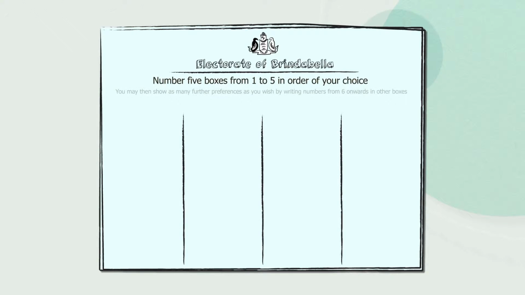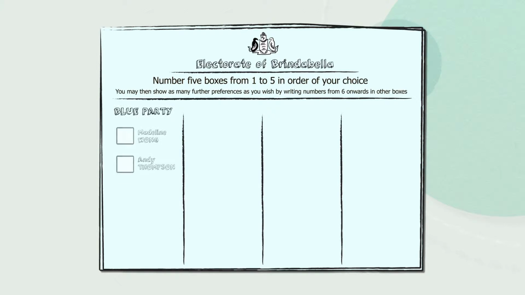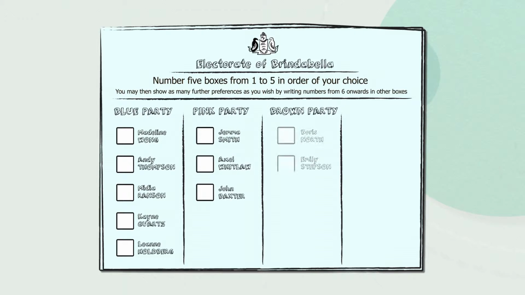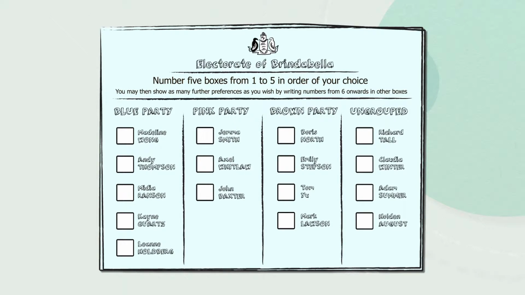The candidates' names are listed on the ballot paper in columns. Columns for members of political parties and columns for independent candidates. The order in which columns are printed on ballot papers is decided by random draw.